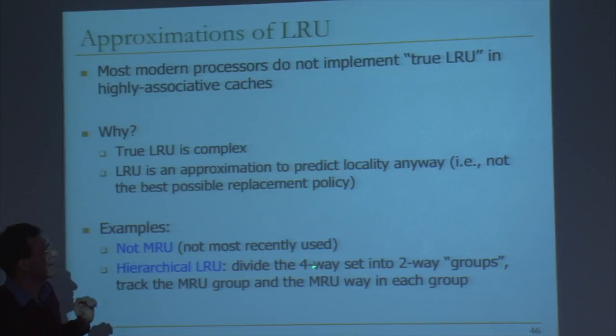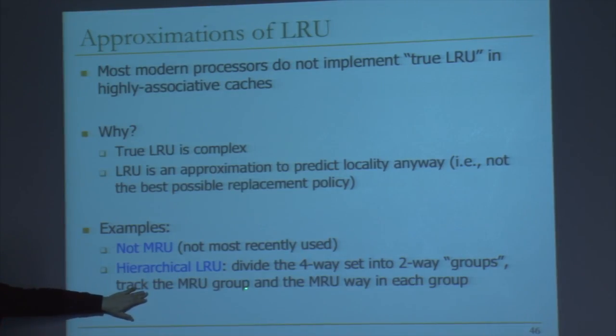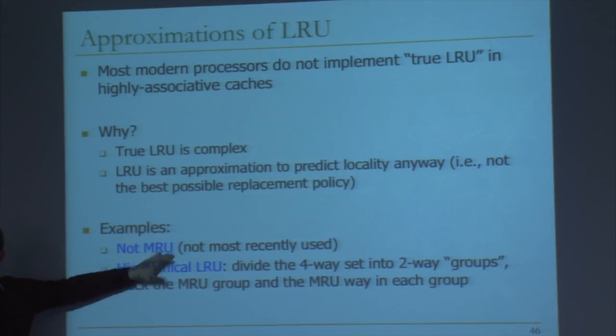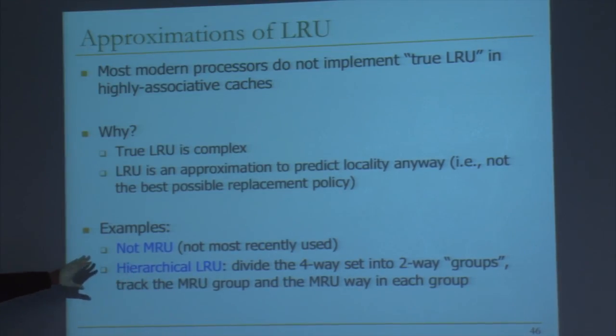But divide an n-way set into groups. It doesn't need to be two-way also. M-way groups, if you will. And you track the MRU group and the MRU way in each group, and just ensure that those are not replaced. So it's similar to not MRU, but it's really more hierarchical, right? And you can think about how to implement it. I have a slide going over that, but I'll not go over that today.